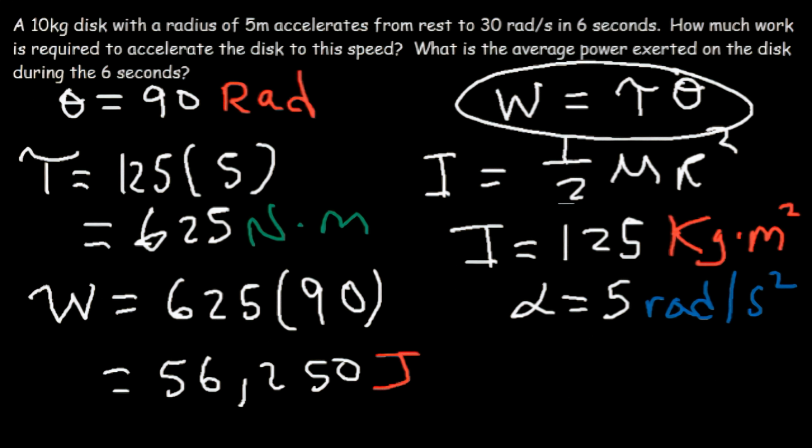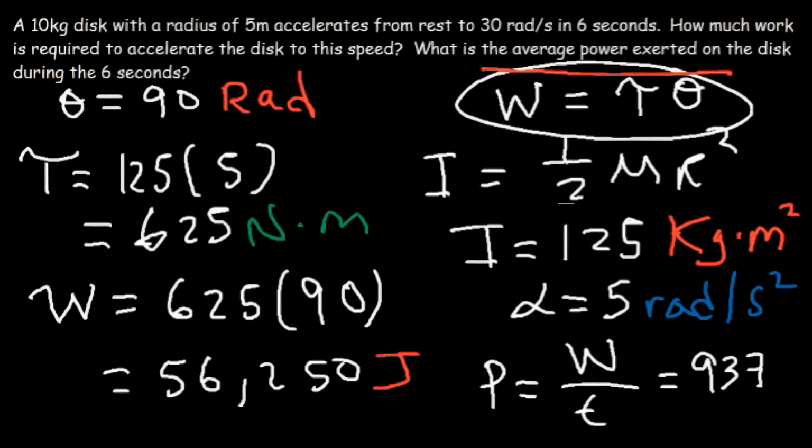Now that we have that answer, how can we calculate the average power exerted on the disk during the 6 seconds? There's many ways in which we can do it, but we can do it this way. Power is equal to work divided by time. So 56,250 joules divided by 6 seconds is 9,375 watts.